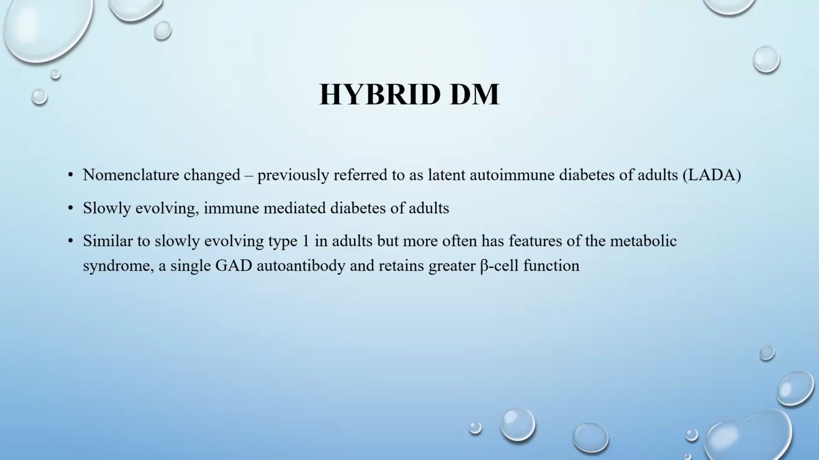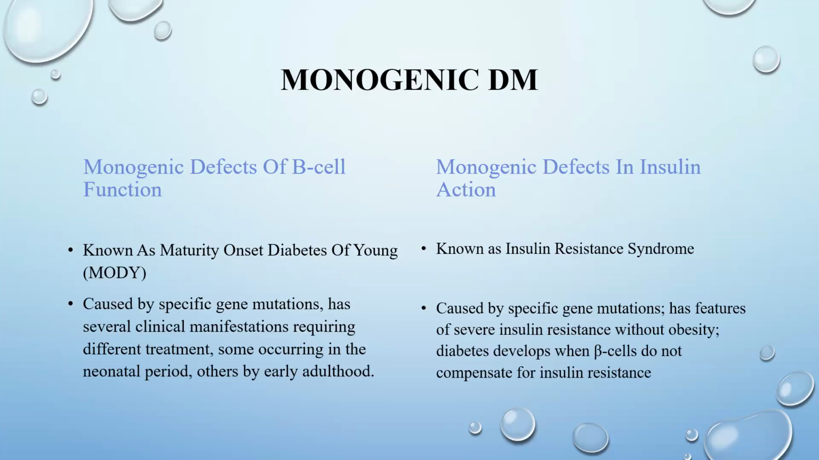Hybrid diabetes mellitus: its nomenclature has now changed. Previously, it was referred to as latent autoimmune diabetes of adults, that is LADA, or slowly evolving immune-mediated diabetes of adults, similar to slowly evolving type 1 in adults, but more often has features of metabolic syndrome, a single autoantibody, and retains greater beta cell function.